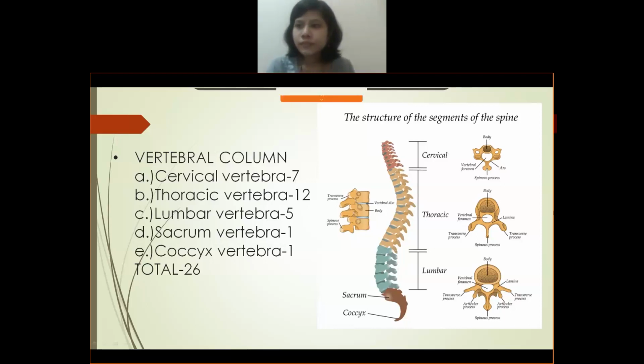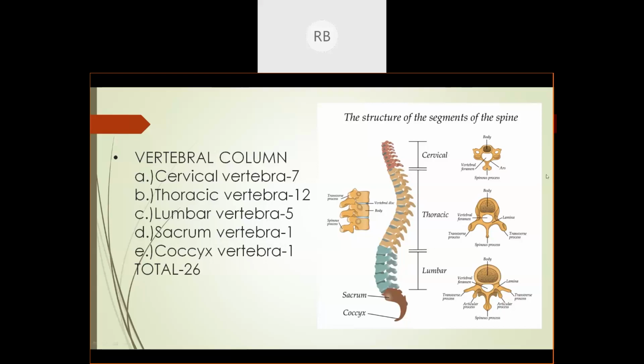Let's count now the total number of bones. 1, 2, 3, 4, 5, 6, 7, 8, 9, 10, 11, 12. So you have 12 thoracic vertebrae. Understand everyone? 12 thoracic vertebrae you have.